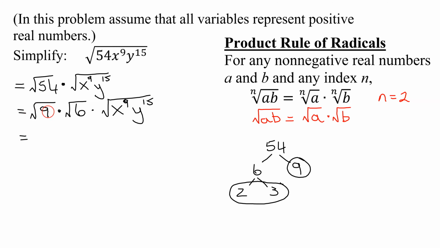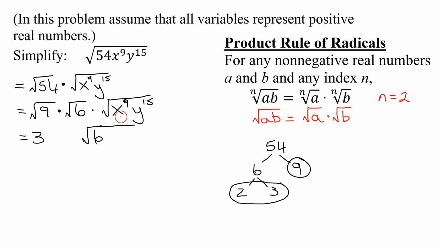So what is the square root of 9? The square root of 9 is 3. Can we simplify the square root of 6? No, it's just 2 times 3, can't simplify it. So leave some space, and then I'm just going to write the square root of 6.